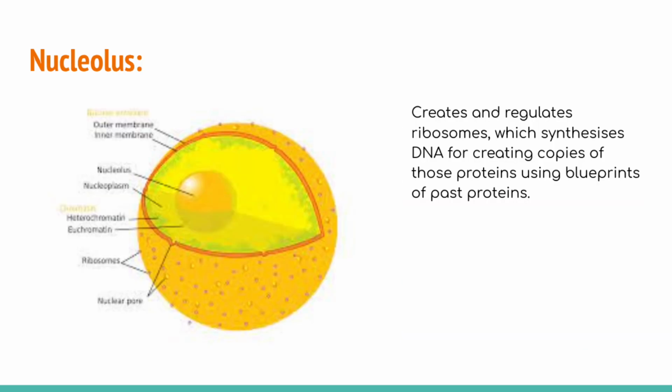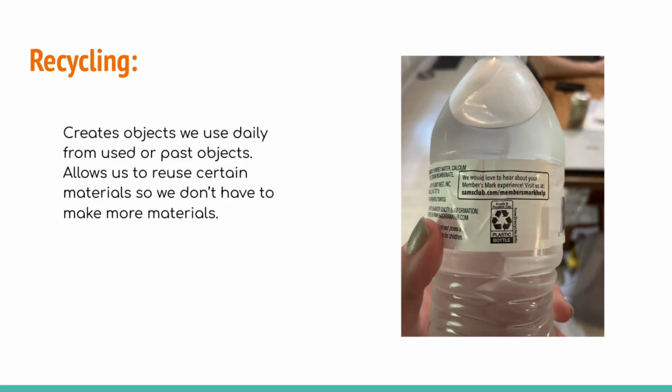Looking inside the nucleus is the nucleolus, which creates and regulates ribosomes, which synthesizes DNA for creating copies of those proteins using blueprints of past proteins. And what's going on inside of a parent's head? Recycling, because they're trying to make themselves feel better about our dying planet. Recycling can be compared to the nucleolus because the nucleolus controls ribosomes, which uses past DNA proteins to create blueprints of new DNA proteins using past ones, basically recycling DNA.